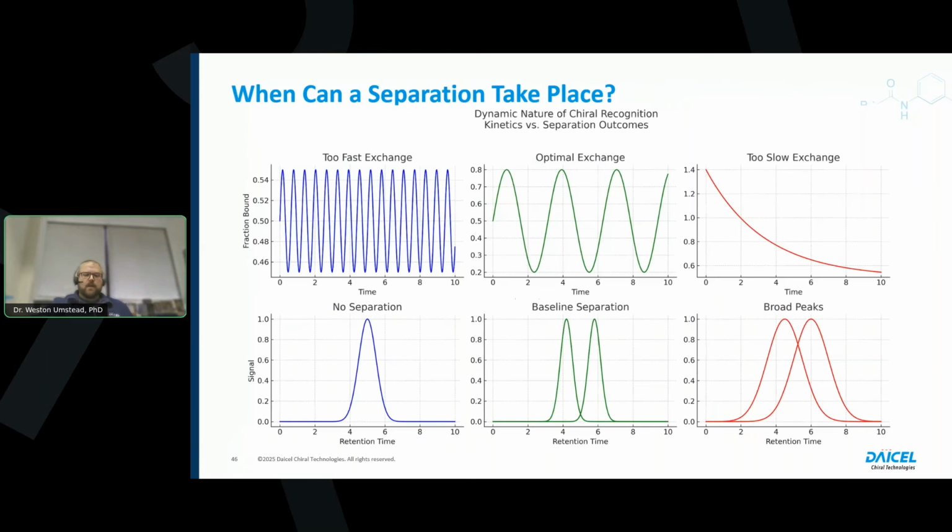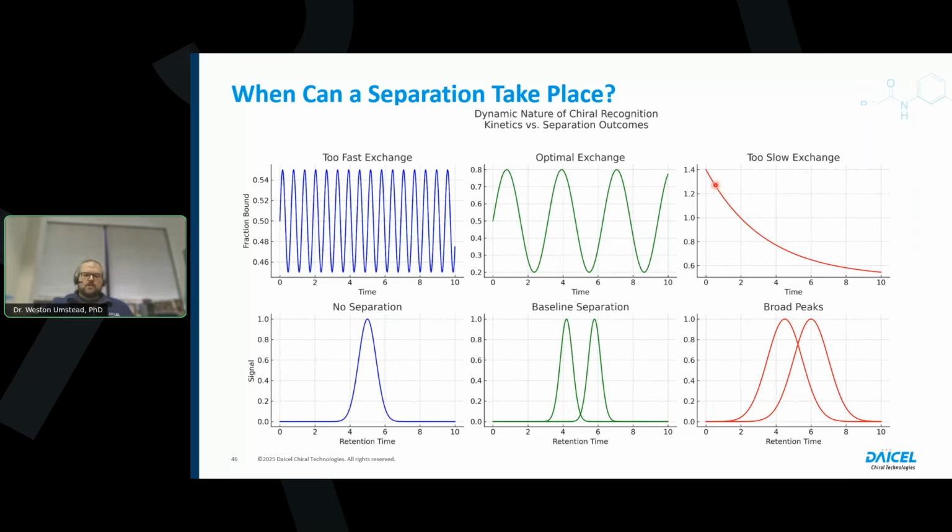So if the exchange is too fast, too rapid, yes, there could be an energy difference to where you theoretically should see a separation, but everything averages out and you see no separation at all. Here you've got a nice slow oscillating on-off of those complexes, a nice exchange, a nice baseline separation here.